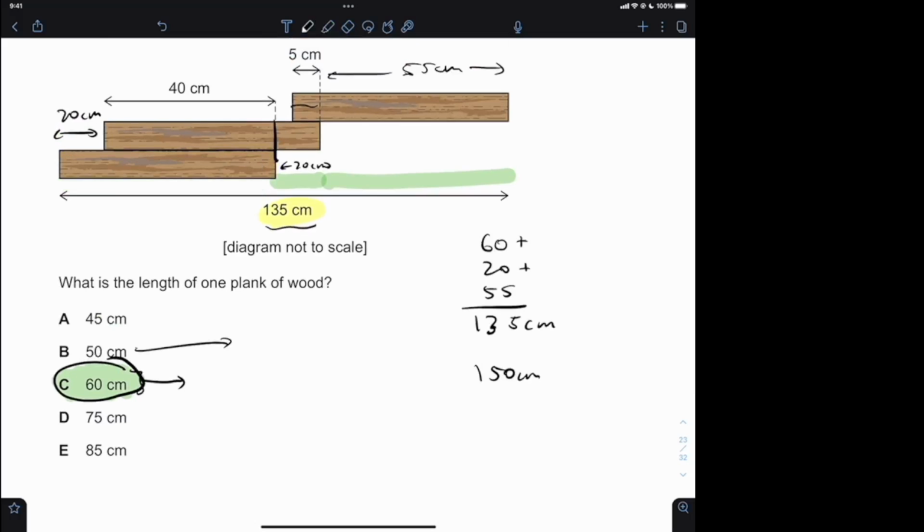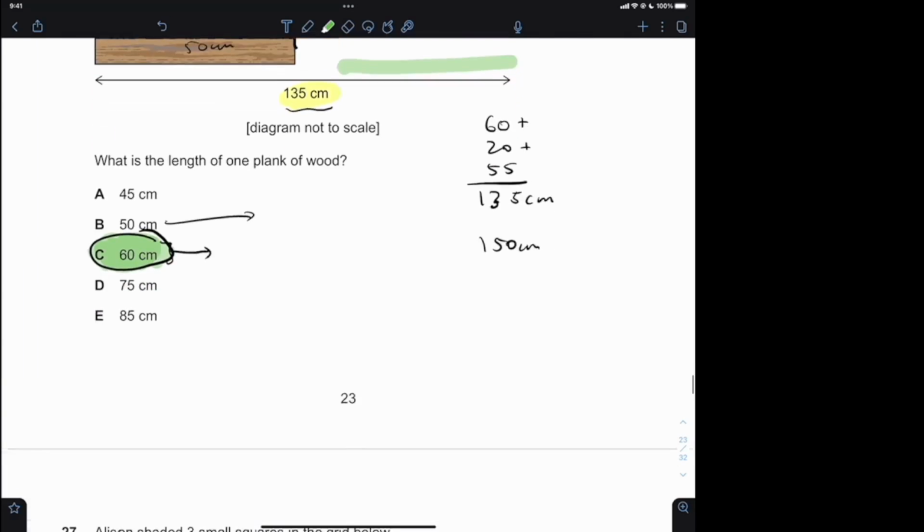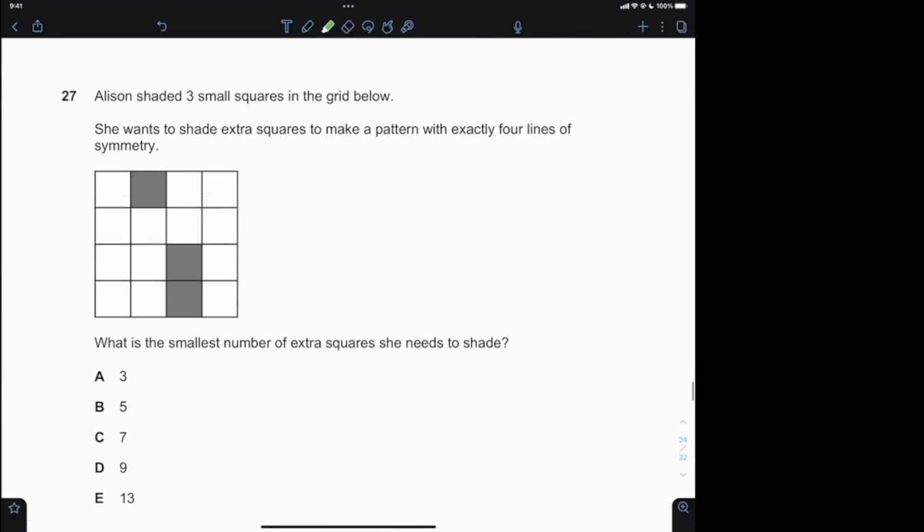And then you'd put in 50 centimeters. You'd say, okay, this has to be 10. This has to be 10 as well. This has to be 45. Add them up, and you can then find your answer, okay? But for this one, we ended up getting it first go, which was having 60 centimeters working there. So that is question 26. All right. So, question 27.